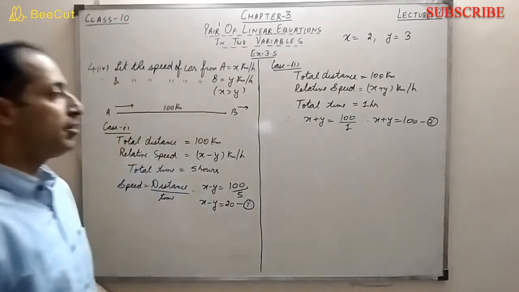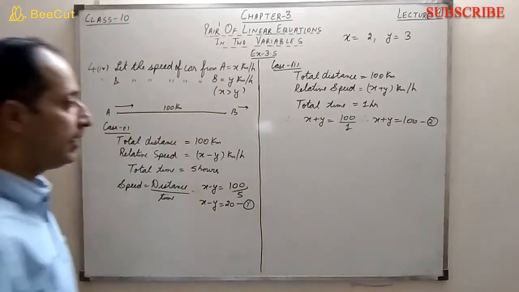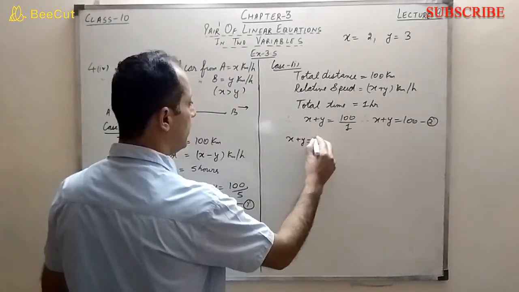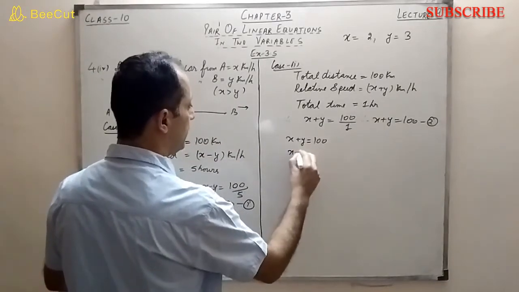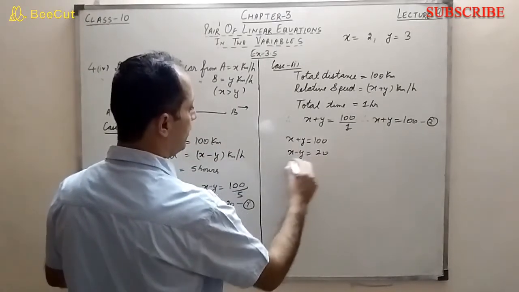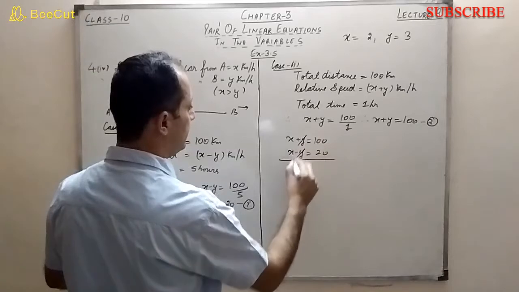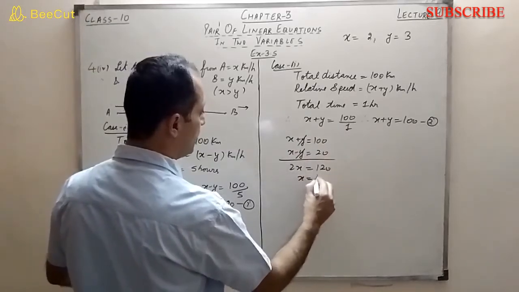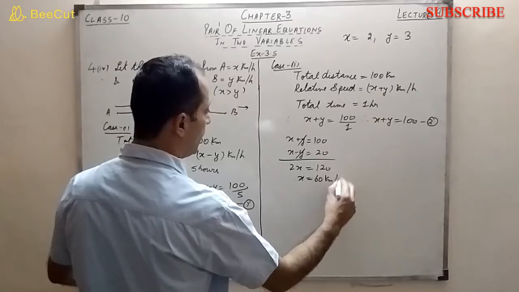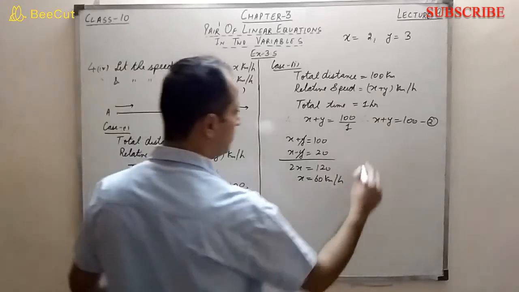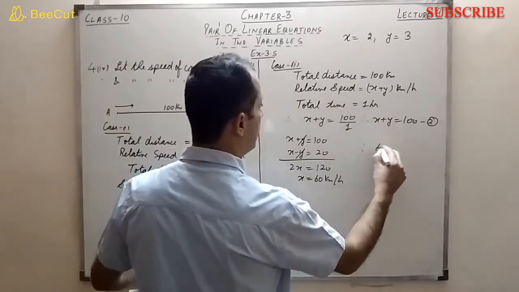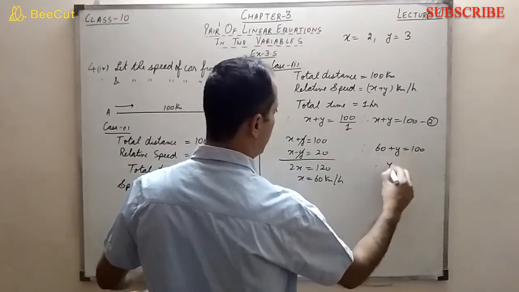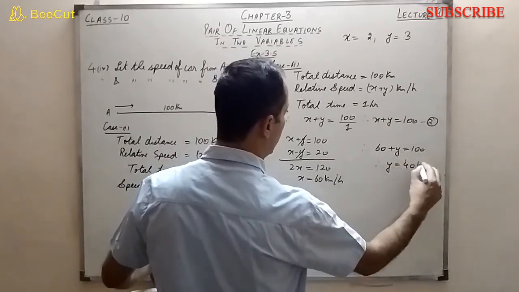So it's very easy to simplify the two equations. We can apply the elimination method. I write the first equation x plus y equals 100 and x minus y equals 20. Add the two equations, y cancels, 2x is equal to 120 and I get x equals 60 km per hour. And I substitute the value. Therefore 60 plus y equals 100 and therefore y is equal to 40 km per hour.